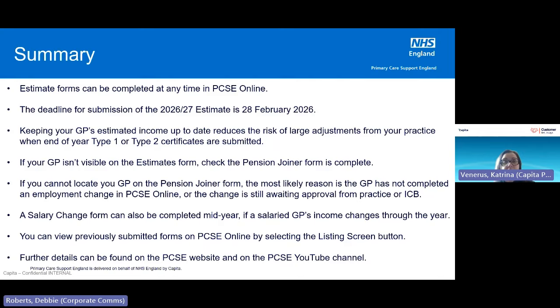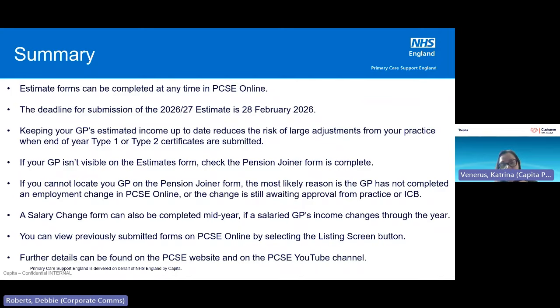So all you need to do is just go to the joiner form and say, so even if they started on the 1st of April 25, or they might even have started 1st of January 25, which is the previous pension year again, you can go all the way back to the 1st of April of the previous pension year when completing a pensions joiner form now.